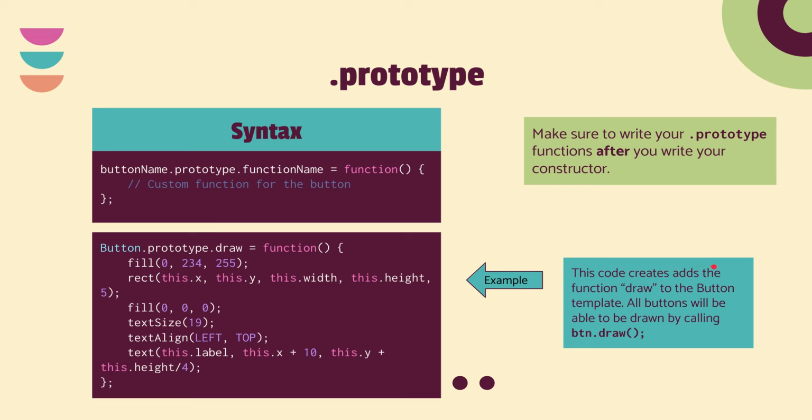And the code adds the function draw to the button template. All buttons will be able to be drawn by calling btn, or whatever you named your object, btn.draw. So if you say this, then it will call this function. It's like calling a normal function. It will call this function and your button will be drawn out.